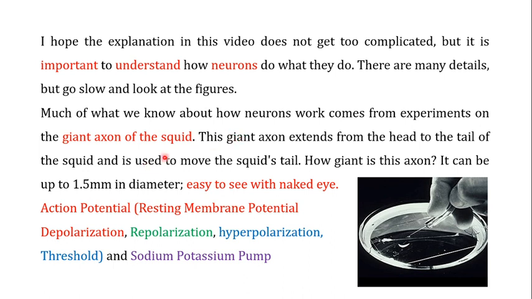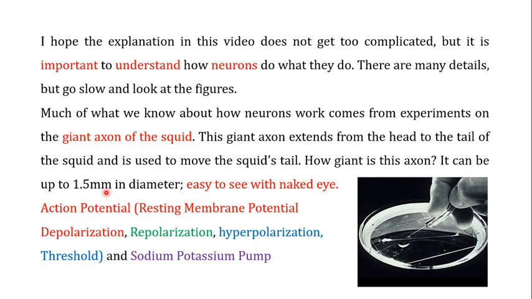Now, this giant axon extends from the head to the tail of the squid, and it is used by the squid to move its tail. Now, how giant is this axon? It can be up to 1.5 millimeters in diameter, which means that you can easily see it with your naked eye.